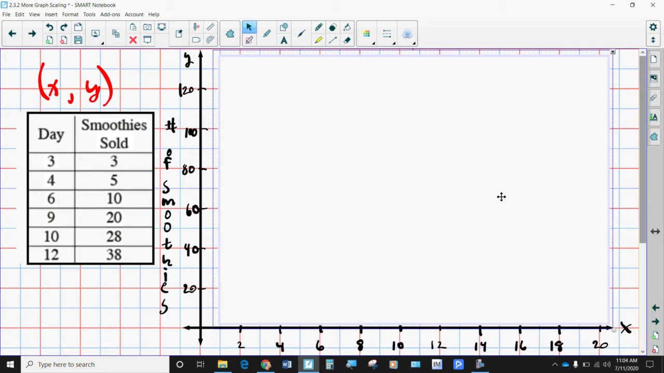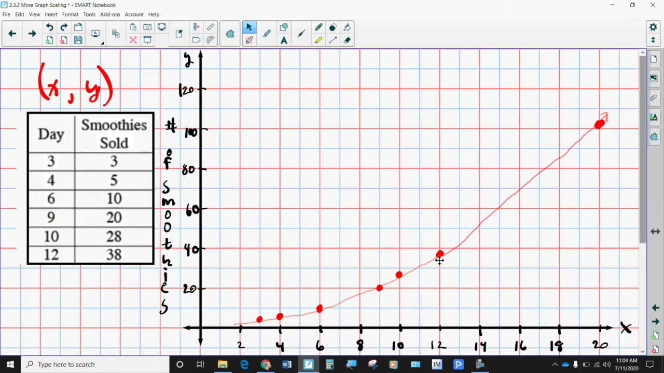All right, I'm going to remove this and show you what my graph looks like. I started off by plotting each one of these points. Here's the (3, 3), the (4, 5), the (6, 10). This is (9, 20). This is (10, about 28), and then (12, 38). Okay, now what I'm noticing here is there seems to be kind of a line, a trend where it's starting to go up, right? And so it doesn't look like we're going flat here and then starting to trend up and then it should go flat again, right?